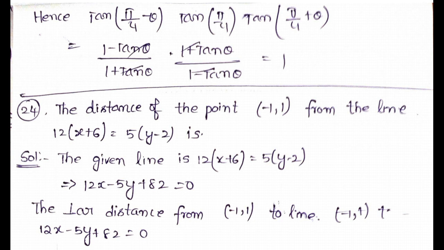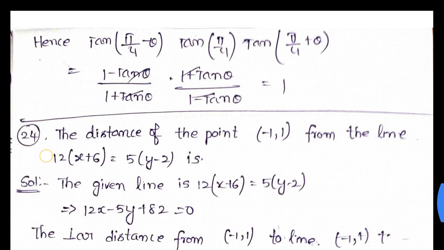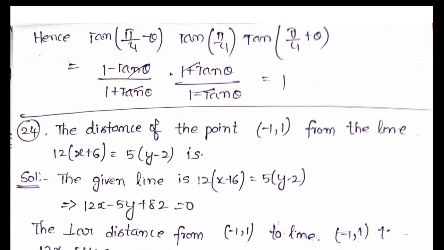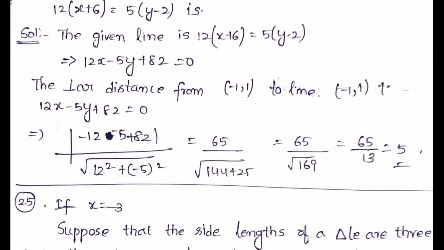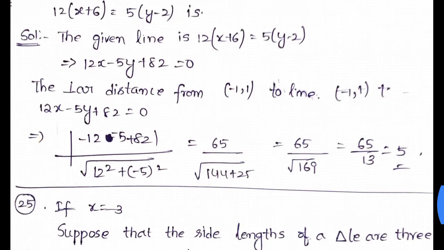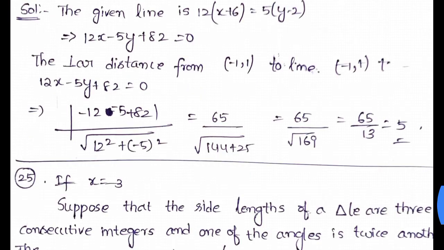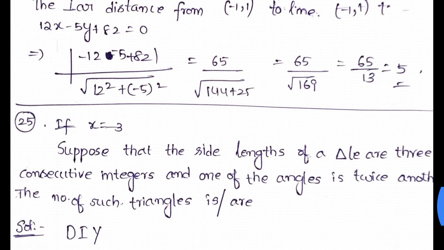The problem number 24. The distance of the point minus 1 comma 1 from the line 12 into (x plus 6) is equal to 5 into (y minus 2). The given line is 12 into (x plus 6) is equal to 5 into (y minus 2). Writing all the terms on the left hand side we get the line, and writing the perpendicular distance from the point minus 1 comma 1 to the line, we get it as 5. Okay, it's the answer. Now it's time for the last question.